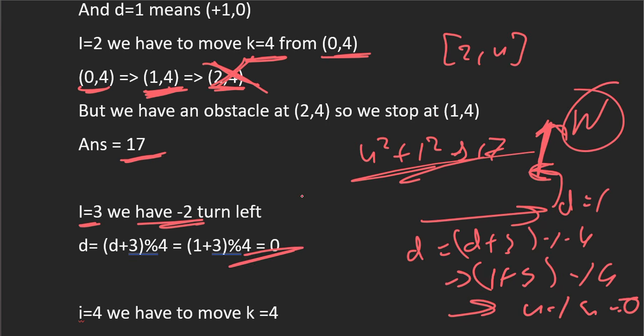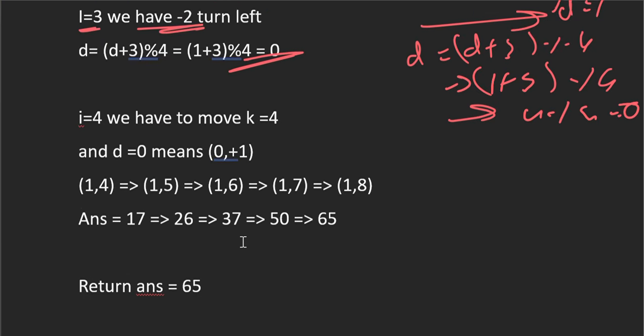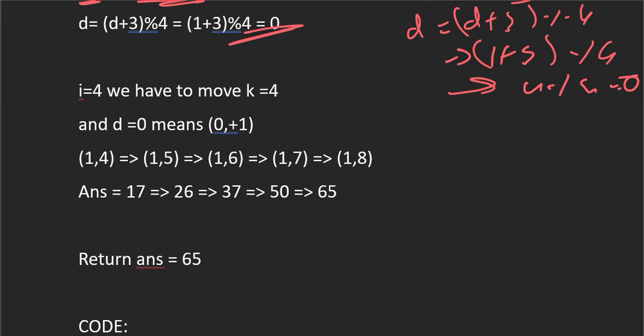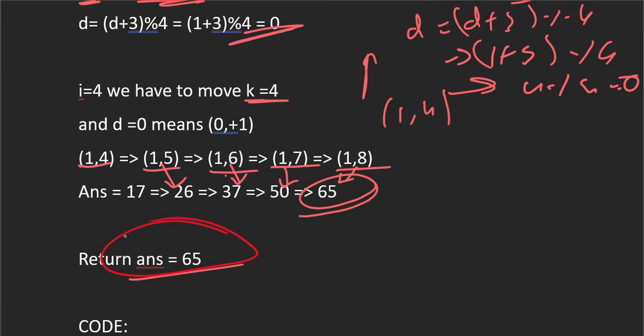And for i is equal to 4, like the fourth command, we again have to move 4 steps in north direction from 1 comma 4. So from 1 comma 4 we go to 1 comma 5, 1 comma 6, 1 comma 7, 1 comma 8, and at every point we are updating our answer. So the maximum value of answer is 65 that we wrote at the end. So let's see the code of it.